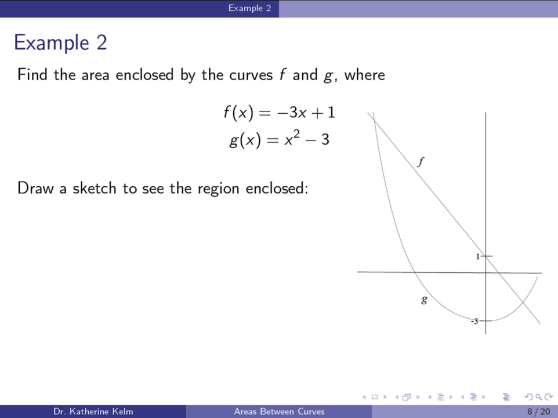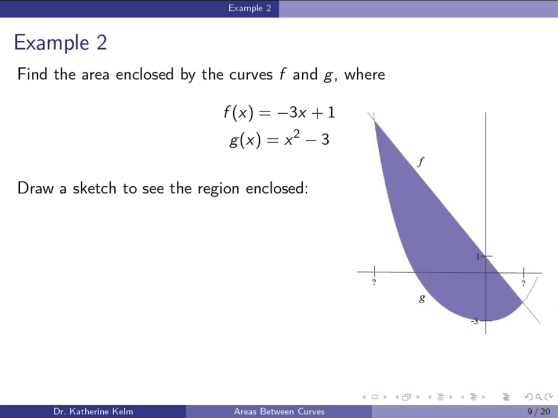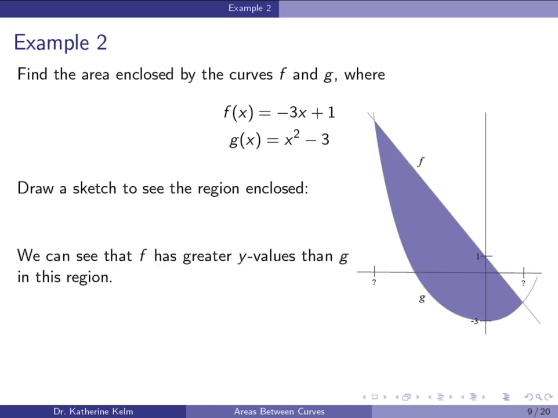f of x is just a line with slope negative 3, y-intercept 0, 1, and g of x is a parabola that opens up with vertex 0, negative 3. And so when we draw this sketch, we can see that there is a region enclosed by these curves. And we can see that f has greater y values than g in this region. But where do the curves intersect?